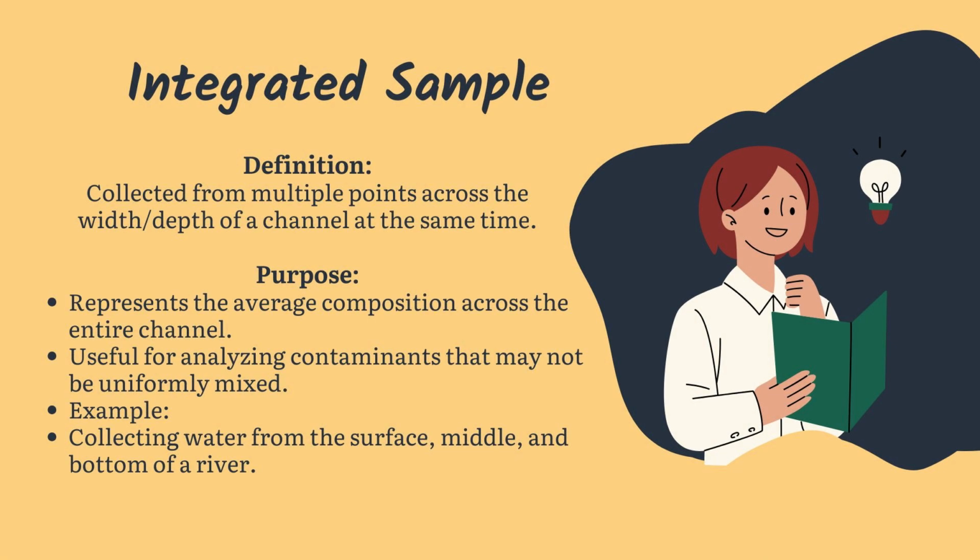Finally, let's talk about the integrated sample. An integrated sample is a bit different. It's collected from multiple points across the cross section of a stream or drain at the same time. Imagine a river: instead of just sampling from the bank, an integrated sample involves collecting water from the surface, the middle, and near the bottom all at once. The goal is to represent the average composition across the entire channel. This is particularly useful for analyzing contaminants that might not be uniformly mixed throughout the water body.